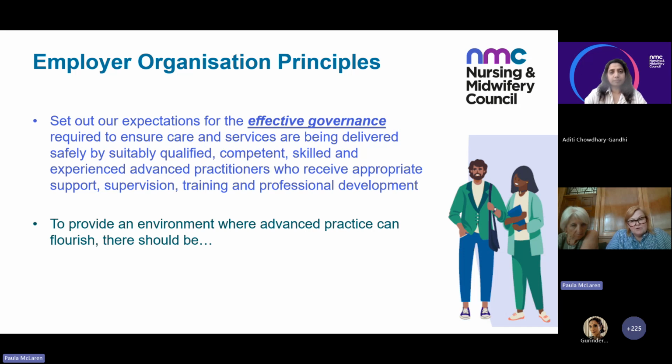So we're going to get into the crux of the principles now, to hopefully give you a bit more support in how you can start to think about using the principles as an employer organisation, and aligning, as Aditi alluded to, your governance processes. And we've got some key questions that you might like to think about asking yourself as well. So we know that the principles set out our expectations for the effective governance that's required to ensure care and services are being delivered safely by nurses and midwives working at an advanced level of practice, and thinking about those things also around support and supervision, which is something that we heard throughout phase 1, that not everyone is having access to that support and supervision, but also thinking about professional development. And this is really to provide an environment where advanced practice can flourish and thrive.